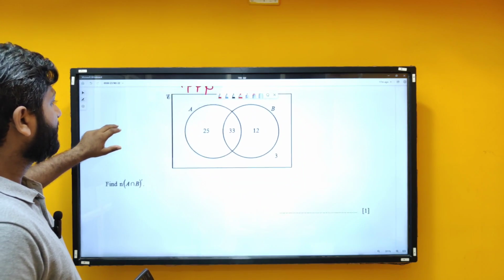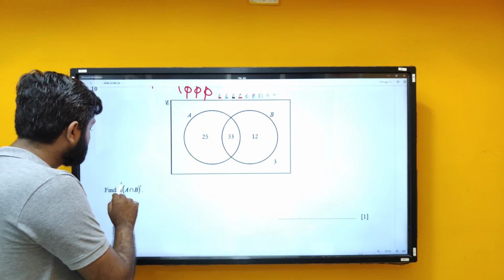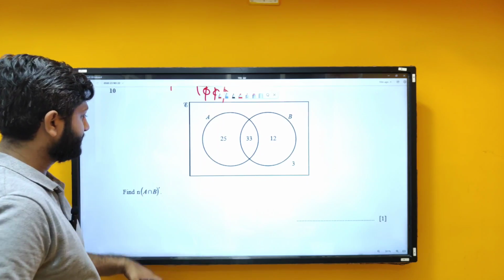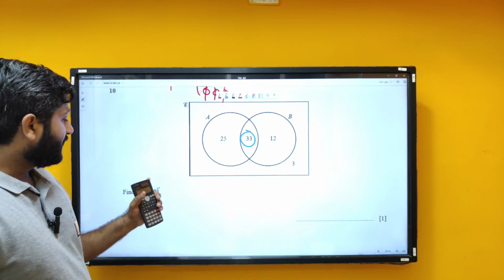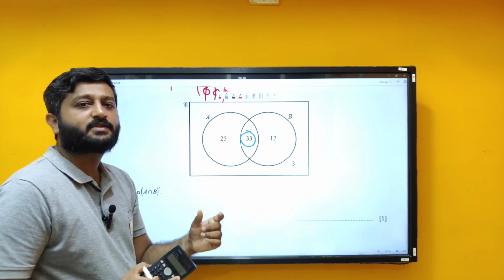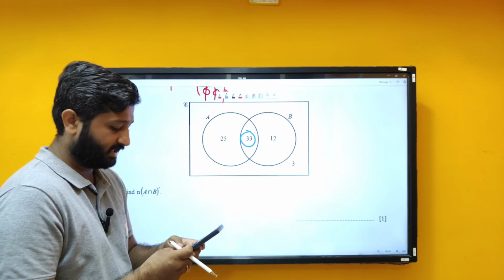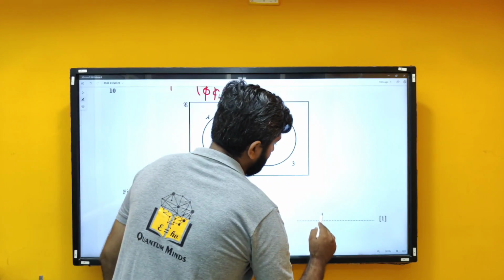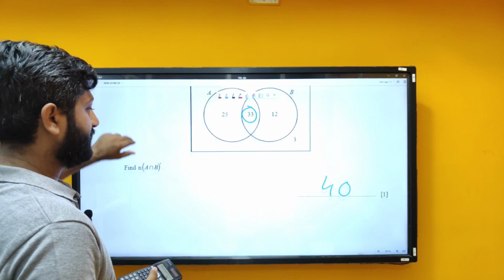Next question, find n of (A intersection B) dash. n means the number of elements in A intersection B. So A intersection B is 33, right? Dash of that means those points which do not include this A intersection B, which is 25 plus 12 plus 3, which is 40, right? 40 is the answer.